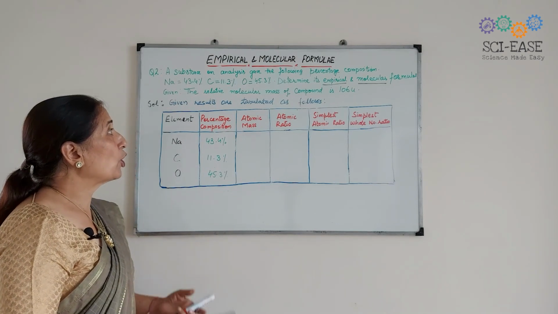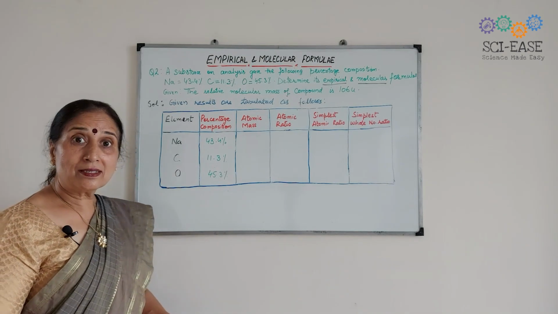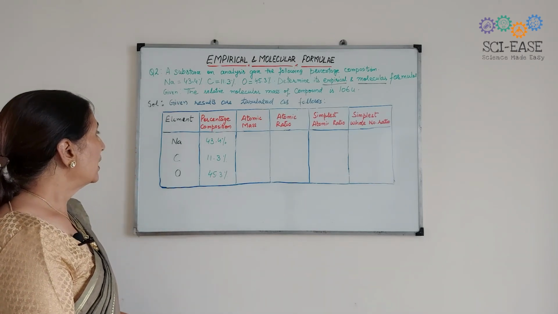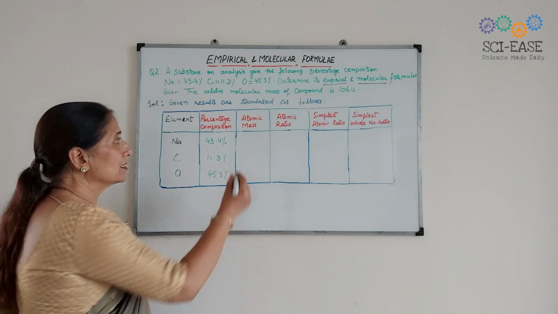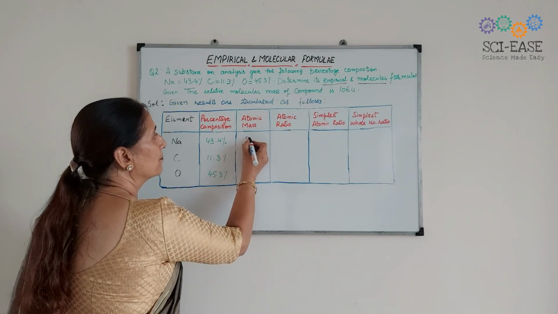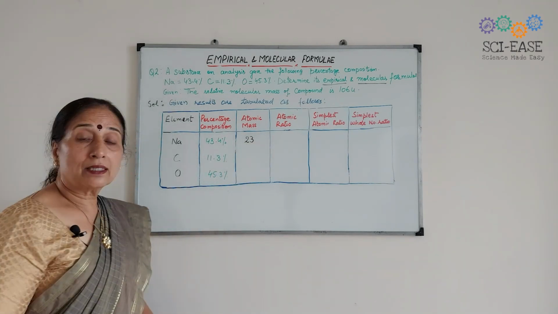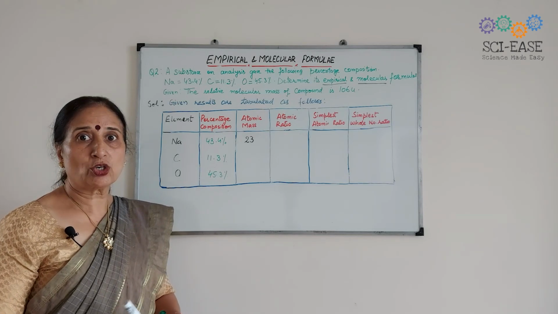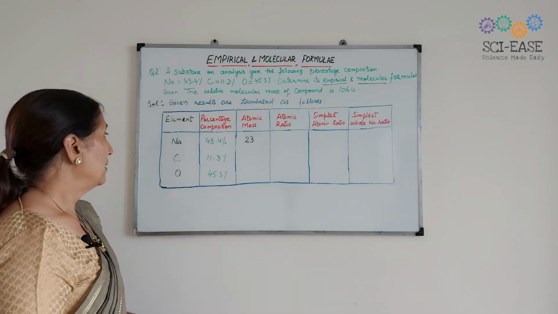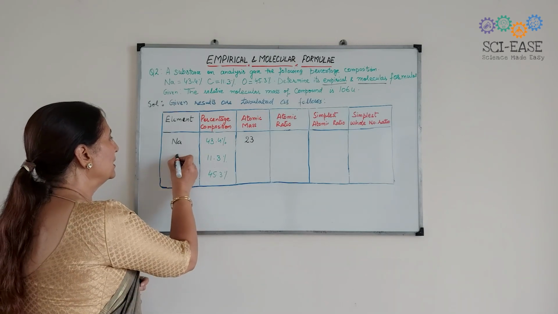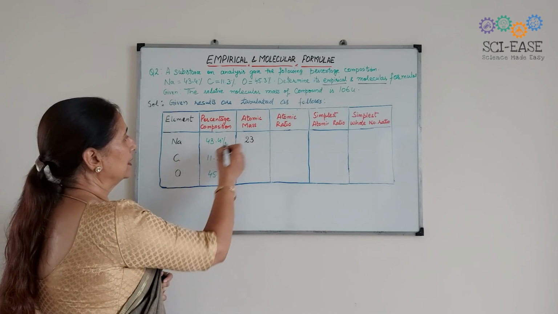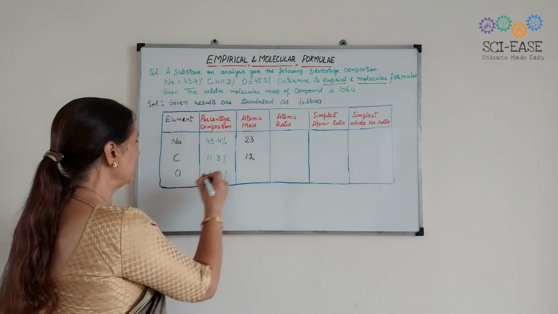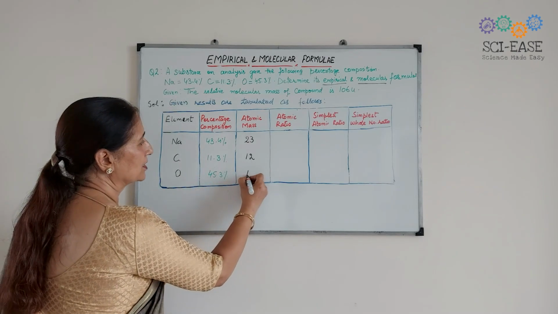Next step is the atomic masses. Atomic masses are not given here. You should know the atomic mass of sodium. So the atomic mass of sodium is 23. You should memorize the atomic masses up to the element calcium, that is atomic number 20. That you should memorize. Now next is carbon. Its atomic number is 6, atomic mass is 12. Okay. Oxygen is 16.